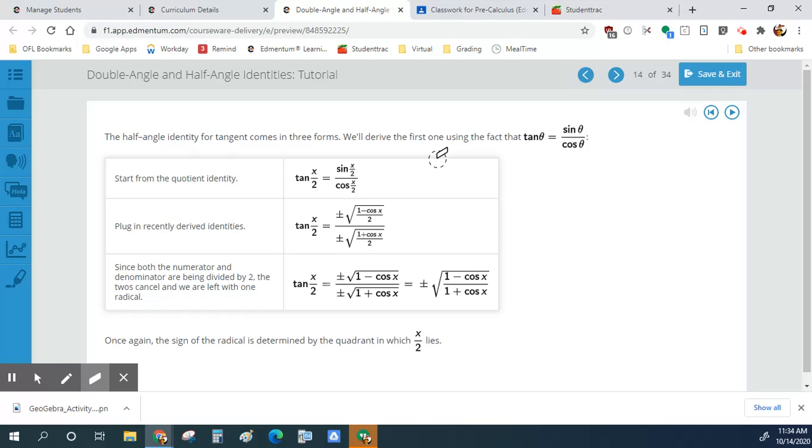So now they're going to prove it for tangent. In order to do tangent, what they're doing is they're defining what tangent is. Tangent is y over x. So tangent is sine over cosine.